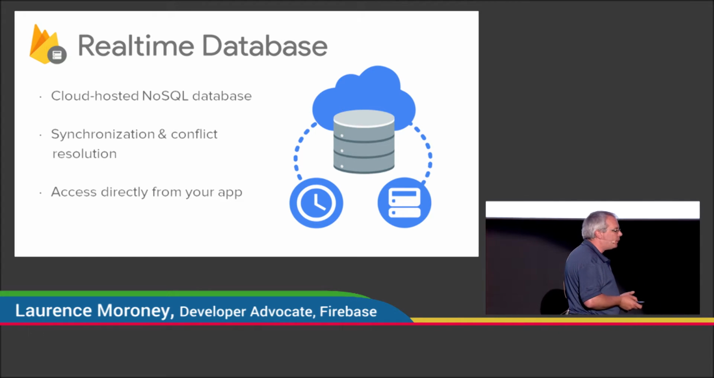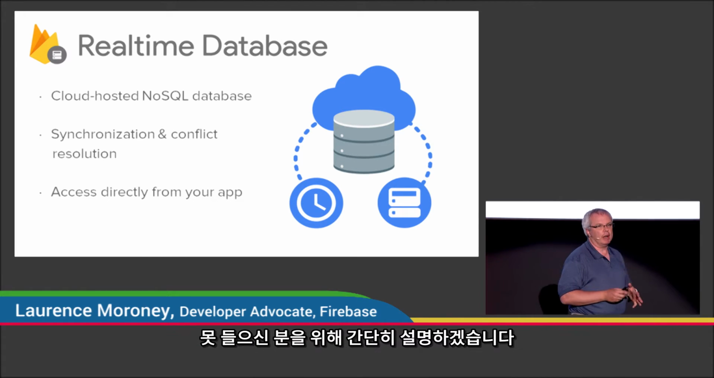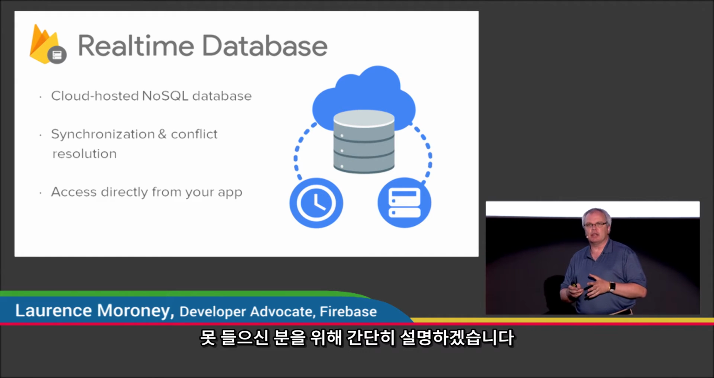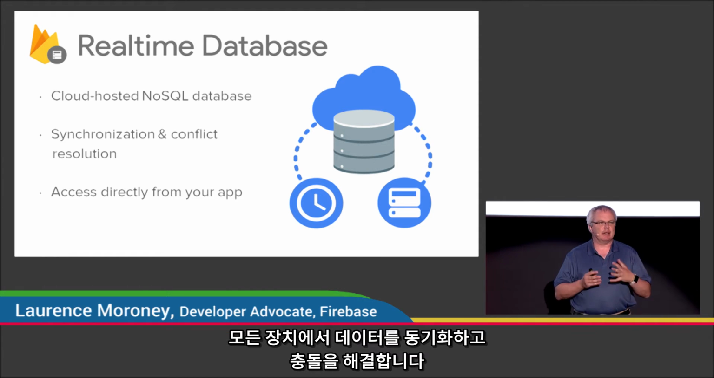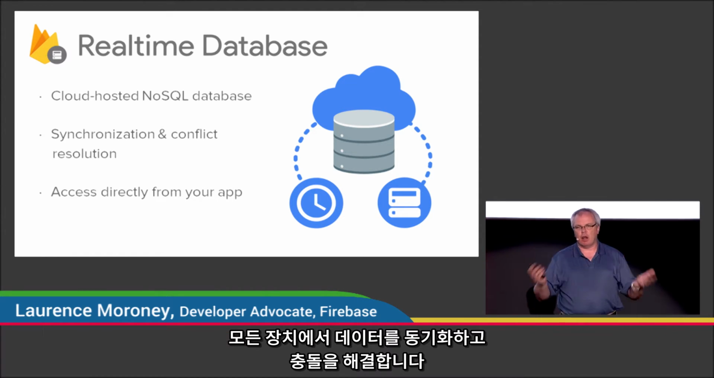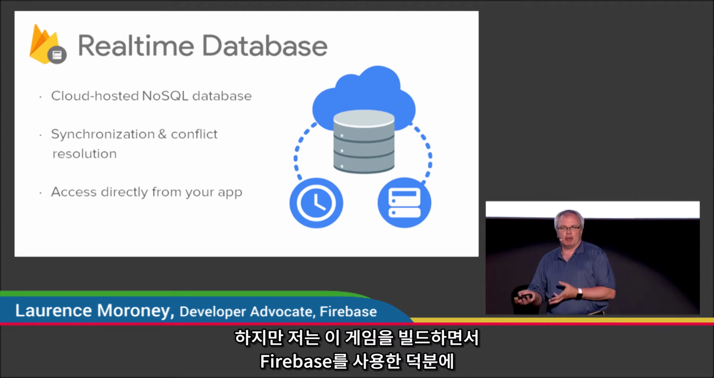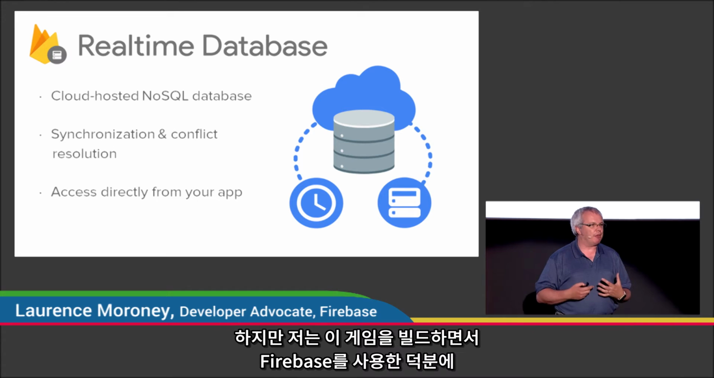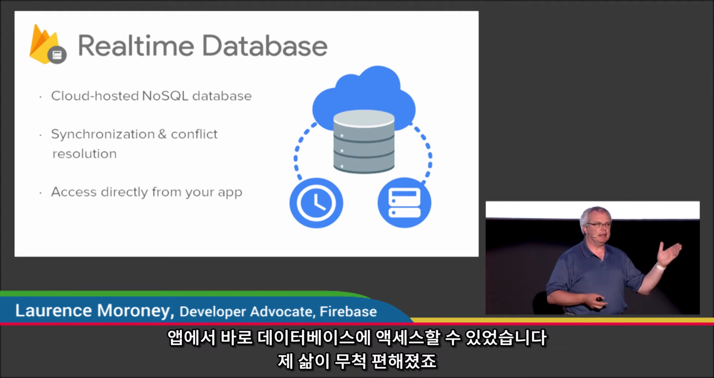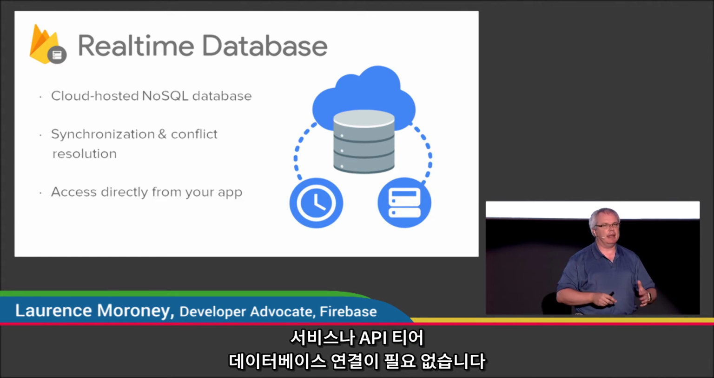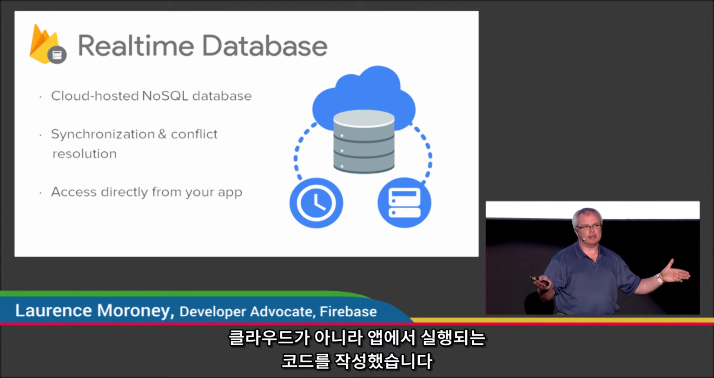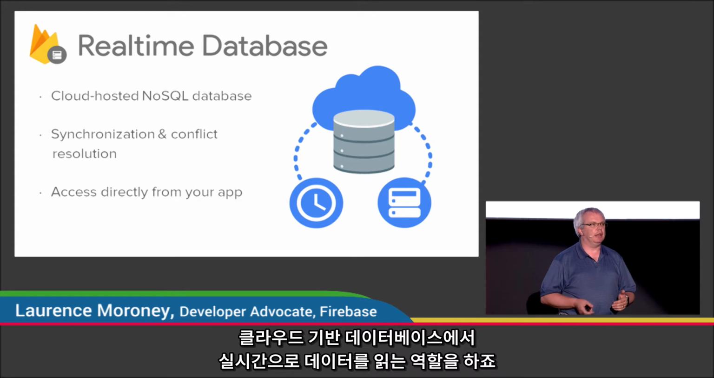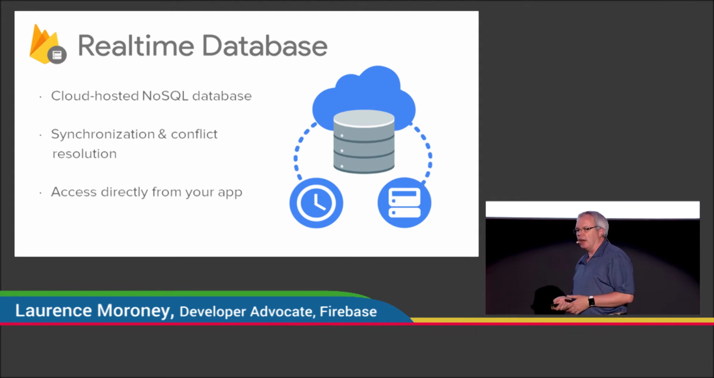So I spoke about the real-time database this morning, and just a little reintroduction if you weren't here: it's a NoSQL database stored in the cloud, and it gives me synchronization across all my devices, conflict resolution across all my devices. But for the app that I'm writing, and to make my life a lot easier in building this game, it allows me to access the database directly from my app. I don't need a service, I don't need an API tier, I don't need connections to a database. I'm writing code that runs in my app rather than in the cloud, and what this code does is it writes and reads from this cloud-based database in real time.